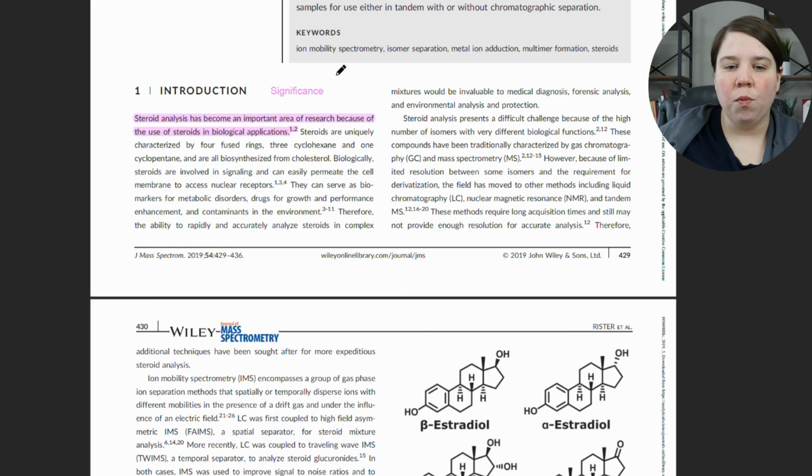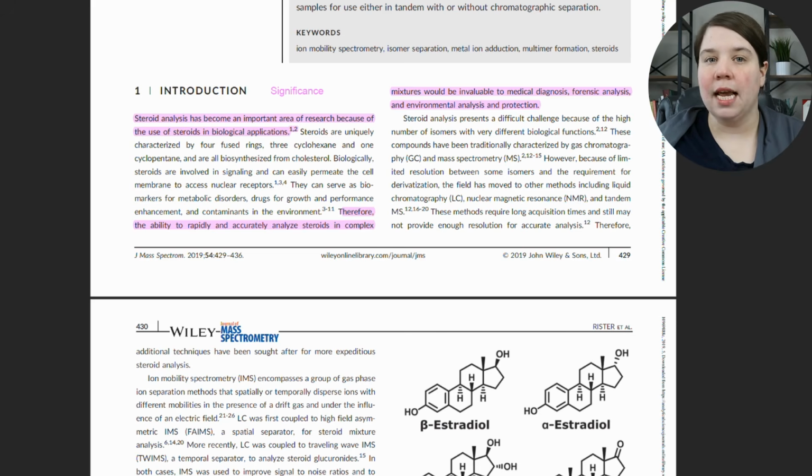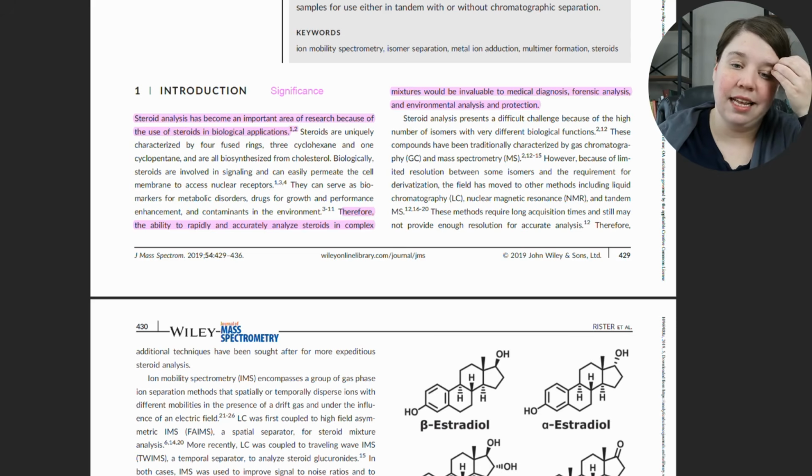Now, if we scroll down here a little bit, you do see that down here, we also have more significance. This is kind of telling you why this specific study is important, not the field in general. But I think this sentence here could have been bolstered a little bit more by actually sharing more examples. Why is it important? How are they used in biological applications and things like that?